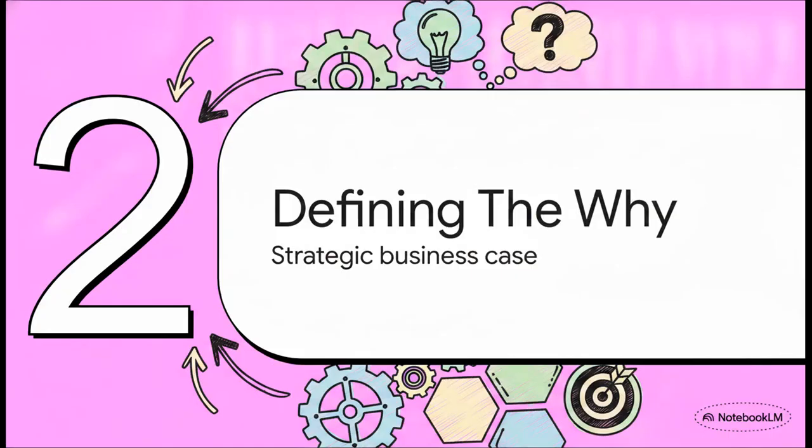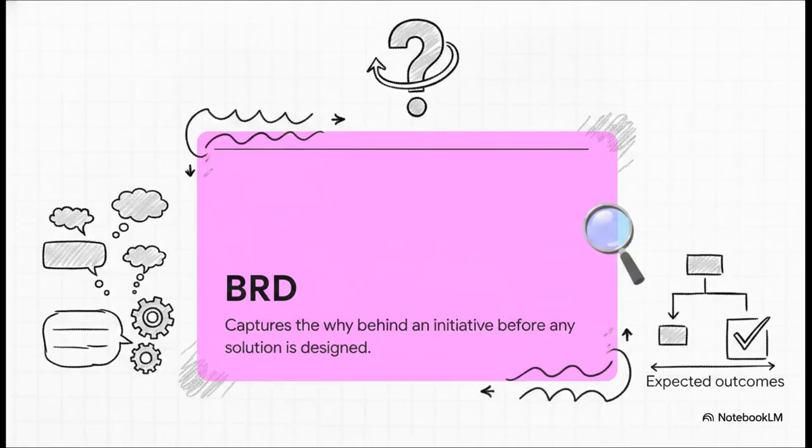All right, moving to Section 2, BRD, defining the why, the strategic business case. So, what actually is a business requirements document, or BRD? At its core, it is a strategic contract that captures the why behind an initiative. Before a single solution is designed, before any feature is even scoped, the BRD lays down the foundational business problems, the stakeholder expectations, and the expected outcomes. Basically, it justifies why this specific initiative matters to the company right now.